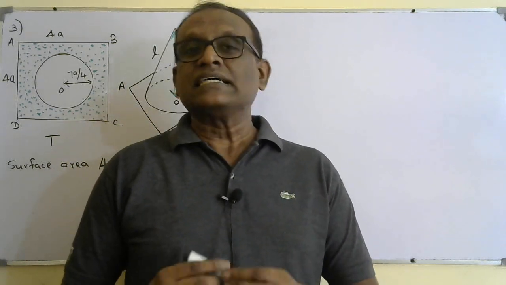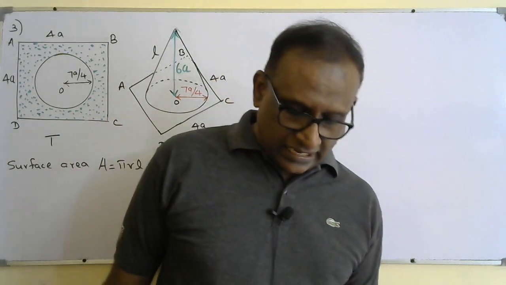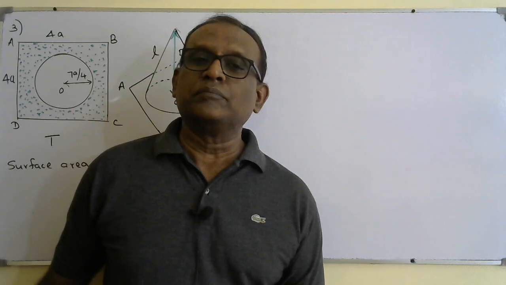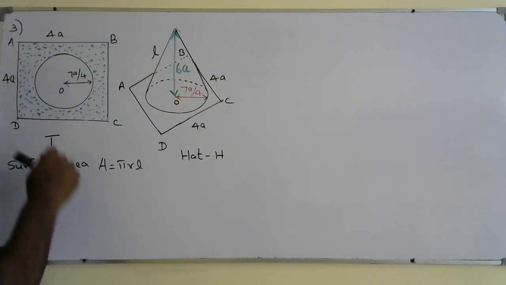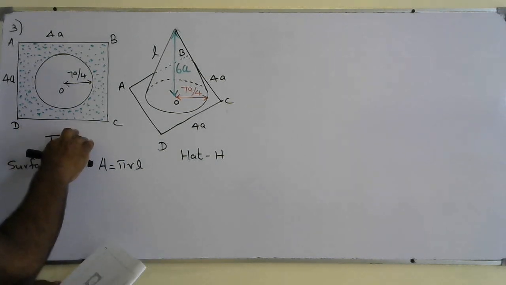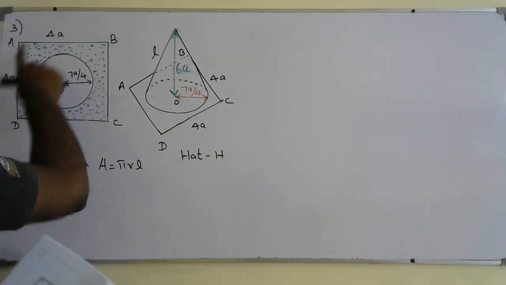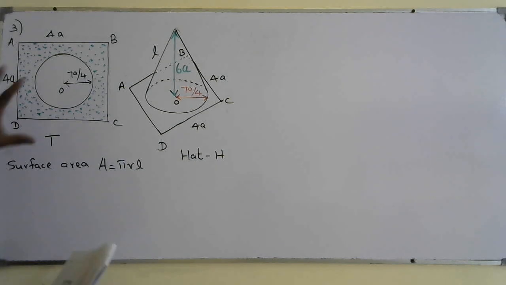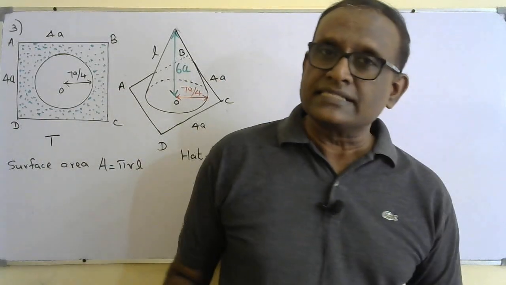So here it's a shell, nothing related to volume. This is about surface area. They are using the same material, the same cardboard, meaning the mass per unit area is the same. We'll find what the mass of the template T could be. T is the cardboard remaining after removing the circular portion from the center. So for this template T, what could be the mass and what could be the center of mass?